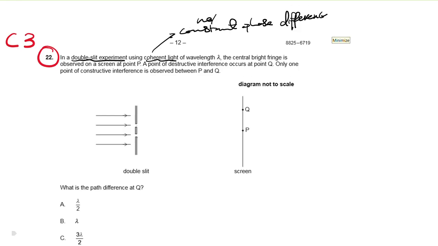And so the central bright fringe is observed on a screen at point P. A point of destructive interference occurs at point Q. So here is destructive, here's constructive. Only one point of constructive interference is observed between. Okay, so we have another peak, secondary maxima here. Okay, so we can draw a diagram.